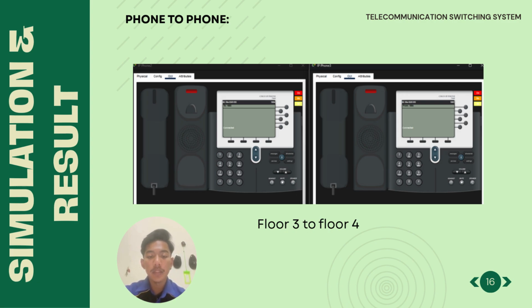Alright, next is the simulation result for a phone-to-phone call between flow 3 and flow 4. The call is successfully connected, showing that both IP phones are properly registered with the Cisco CME router. This confirms that users on different flows and VLAN can communicate smoothly through the VoIP network. Overall, the simulation proved that our VoIP configuration is working successfully across the network.